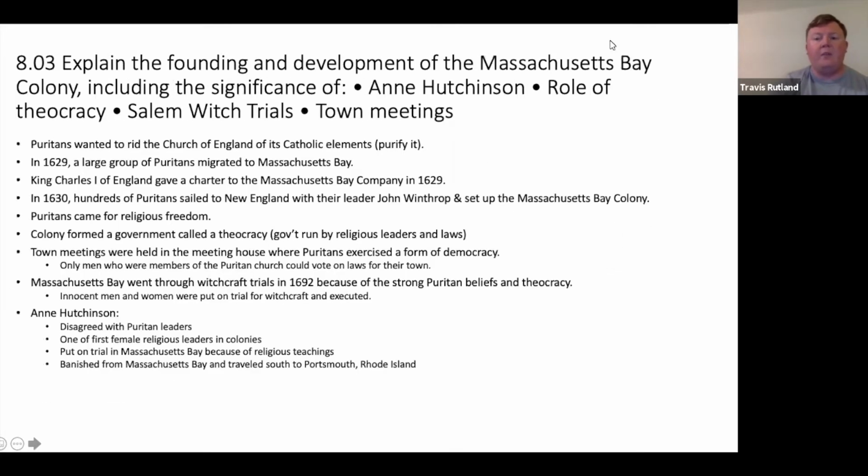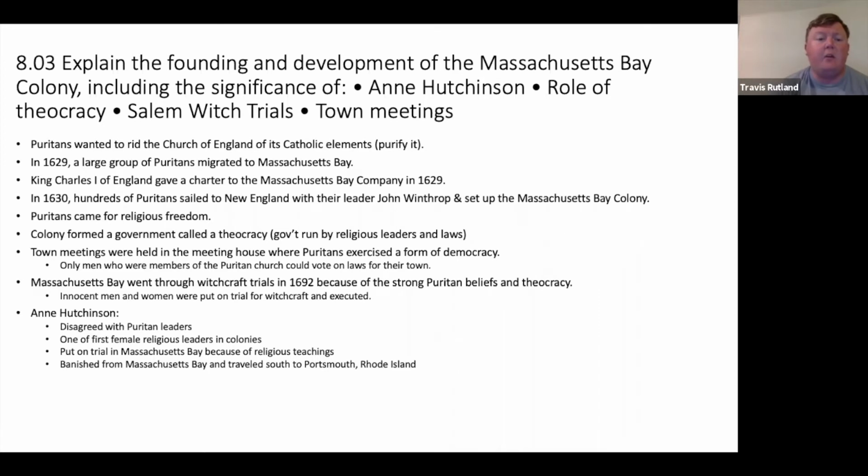So 8.03, moving on to Massachusetts Bay. We're going to explain the founding and development of the Massachusetts Bay Colony, including the significance of Anne Hutchinson, the role of theocracy, the Salem witch trials, and town meetings. So this is the second colony in Massachusetts, the first one being Plymouth with the Pilgrims, the second being Massachusetts Bay. Now, the Puritans wanted to rid the Church of England of its Catholic elements, or they wanted to purify it. Puritans purify.